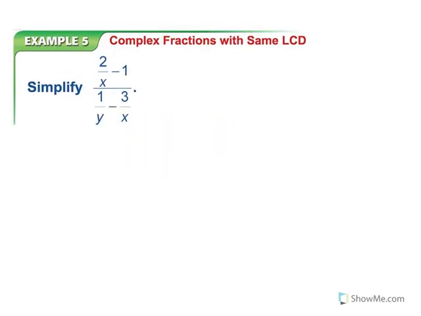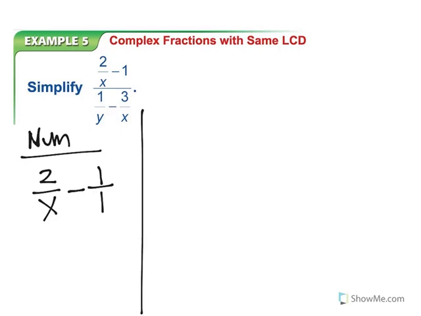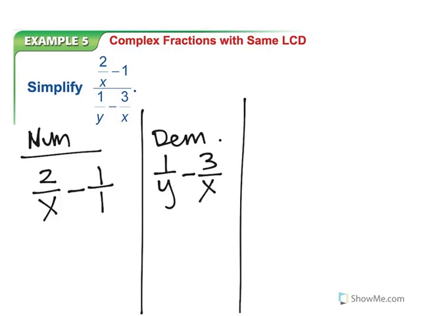All right, we're going to do the same thing for the last question. So, break it up into 3 parts. I'm going to take the numerator, which is 2 over x minus 1 over 1. Always write these as fractions even though it's a 1. I'm going to take the denominator, which is 1 over y minus 3 over x. And then I'll put them back together after I do the small method on both.